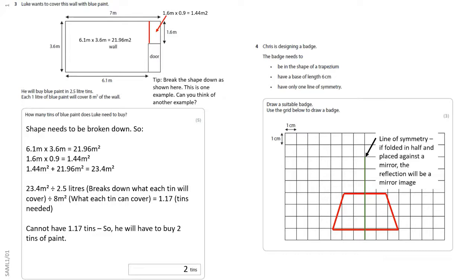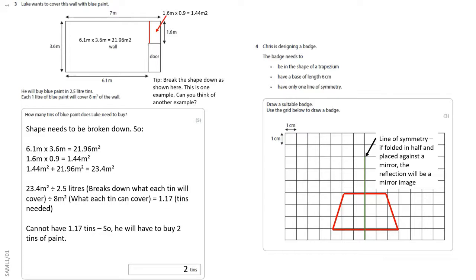The shape needs to be broken down, so we have 6.1 times 3.6 metres, which you can see I've indicated in the diagram up there, which gives us 21.96. 1.6 times 0.9 equals 1.44 metres squared, and you can see that I've broken that down with the use of the red lines and the red arrow. We then add these two areas together, which gives us 23.4.